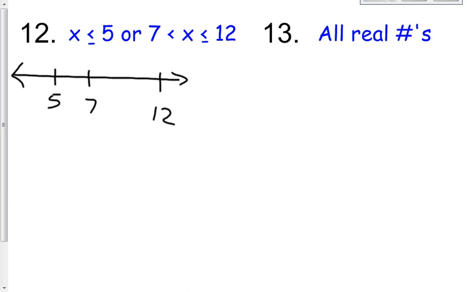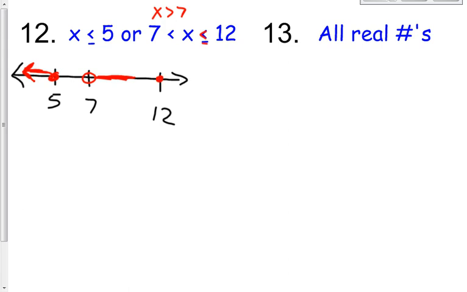It says x is less than or equal to 5. So x is less than or equal to, that means it's going to be a closed circle, and it's everything going this way. Or 7 is less than x, which means x is greater than 7. You see how I can write that down? So we're going to have an open circle. X is everything bigger than it, so I'm going this way, except it's less than or equal to 12.